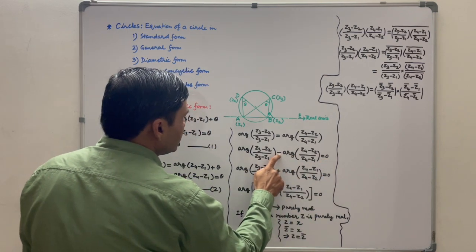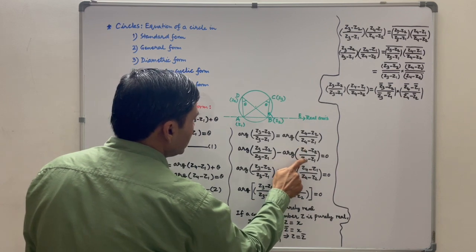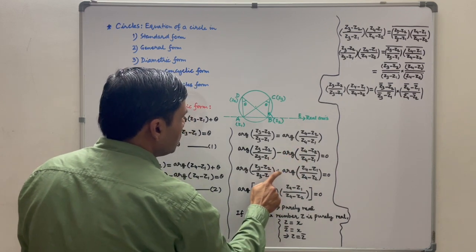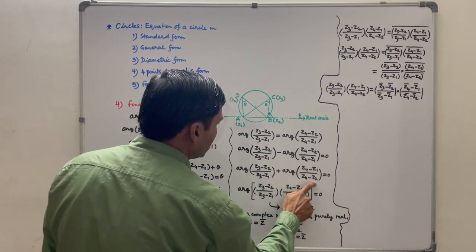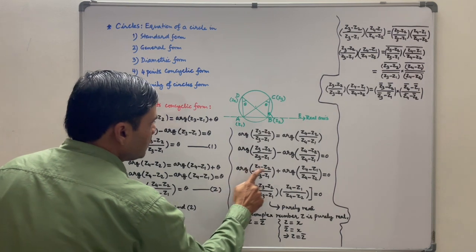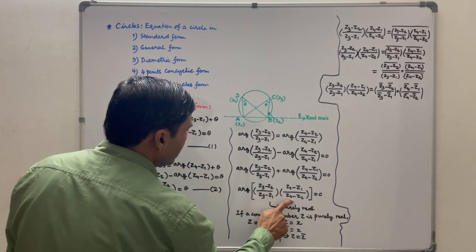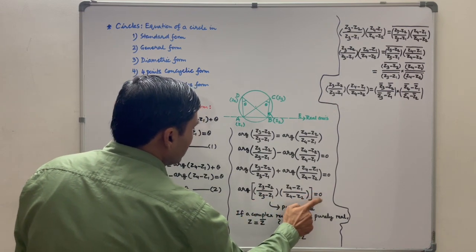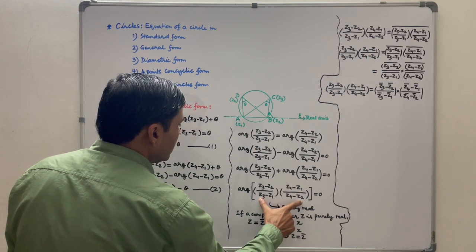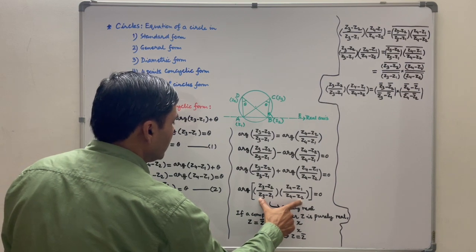Now we want to change this sign. So we will make it plus and switch the numerator to the denominator and the denominator to the numerator. So we will write plus argument of (Z4 minus Z1) upon (Z4 minus Z2). Now argument of x plus argument of y is equal to argument of x into y. So argument of x into y is equal to 0. Let us say this is some complex number. If the argument of any complex number is equal to 0, that means the complex number is purely real.